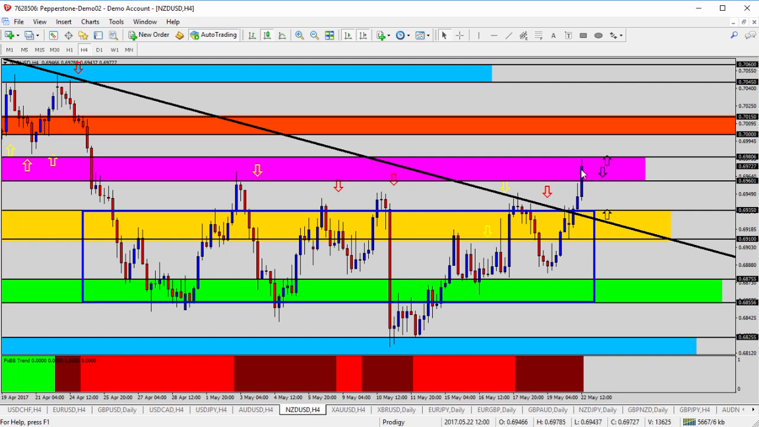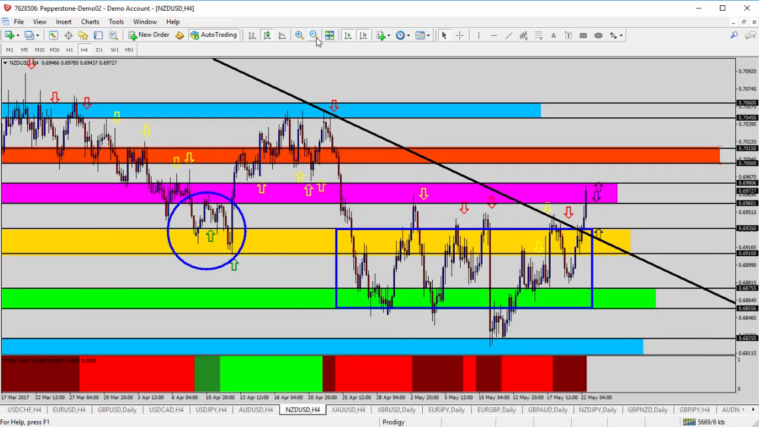Right now, it may not break this pink zone. We just don't know. It didn't do it the last time it challenged it. It didn't break it. So we want to wait for one of two things. It either breaks the pink zone to go higher, or reverses and starts to turn back lower towards the yellow shaded area for the New Zealand dollar today.